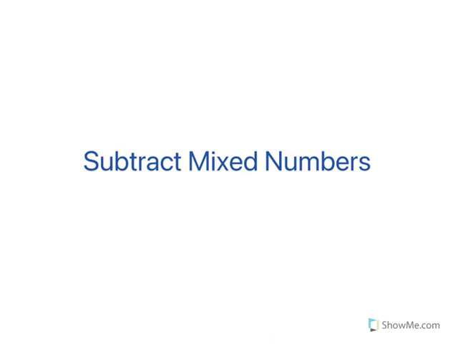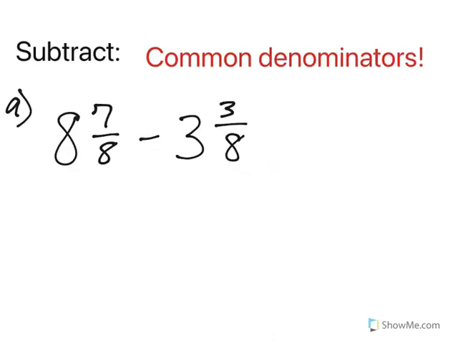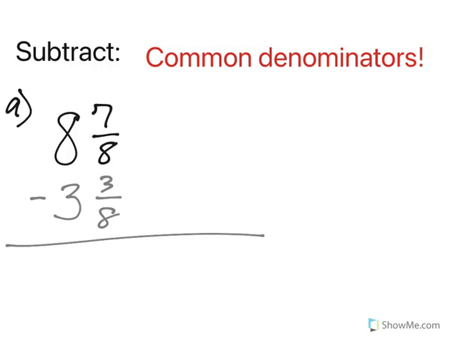Let's subtract mixed numbers. Now with mixed numbers, we need to make sure we have common denominators, and that's in the fractional part of these. When I subtract mixed numbers, or add them for that matter, I like to do so vertically. So I'm going to go ahead and write the minus 3 3/8 underneath, just because I think it's easier to work vertically, and this is why.